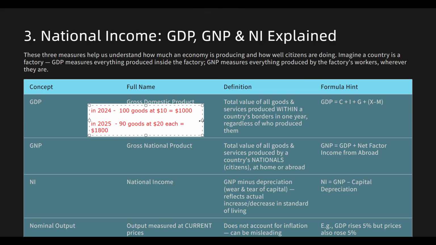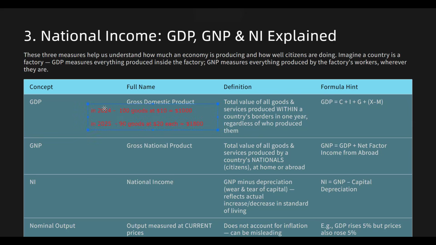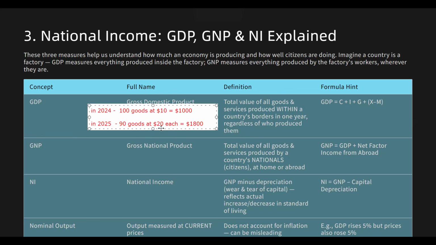So if I use this to measure to see if there was a growth in my GDP, how much would my GDP growth be? 2024 it was 1,000. 2025 it was 1,800. How much is my growth? 800. But this is misleading. For 2025, I am using the current prices for 2025, which is $20 each. That's why this worked out to be 1,800.